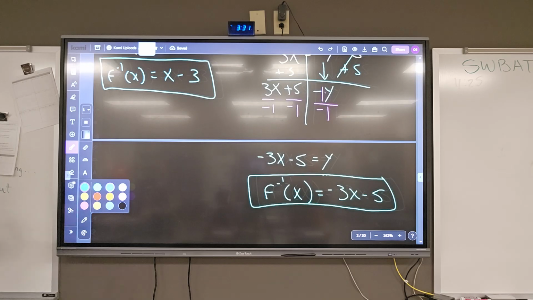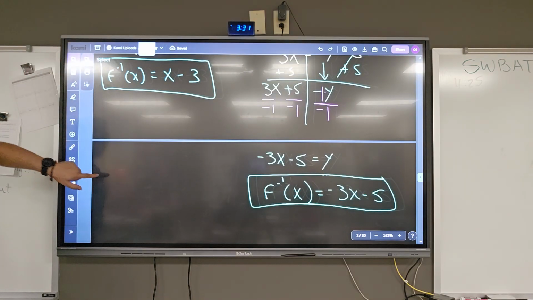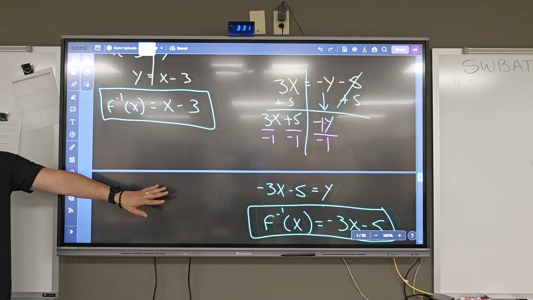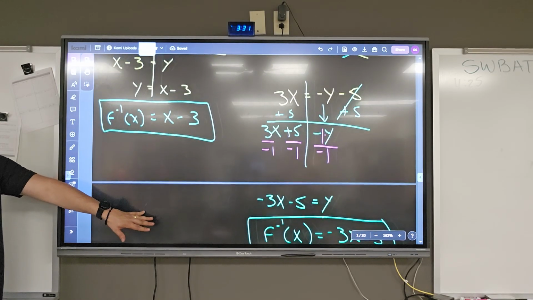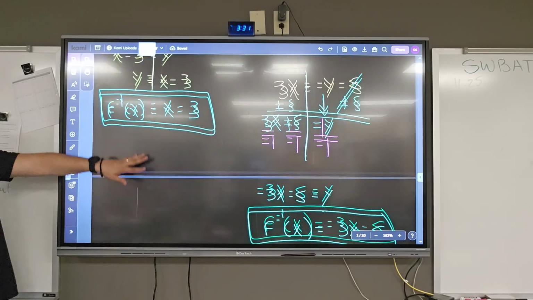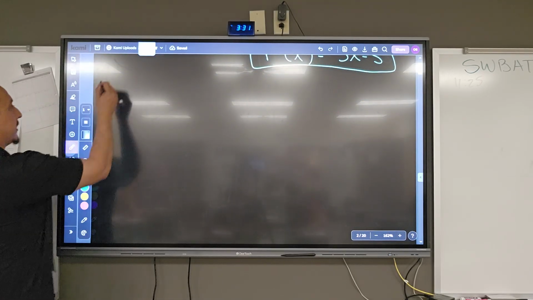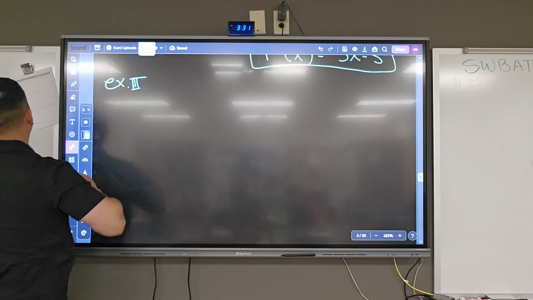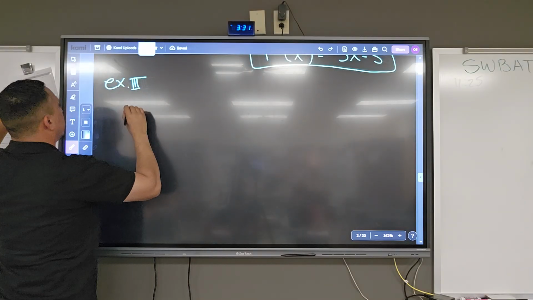So this lesson is a lot of remembering how to solve too, like bringing back those skills too. Does anybody have any question, confusion, verification, inquiry? Good. Okay. Let's try example 3. Let's try a cubic this time. Example 3.